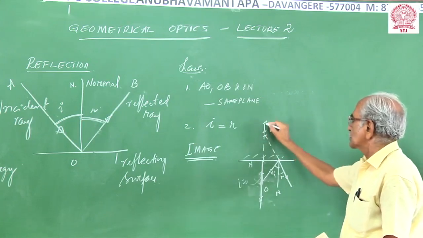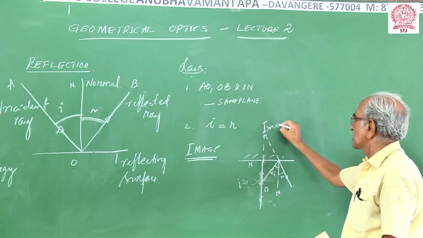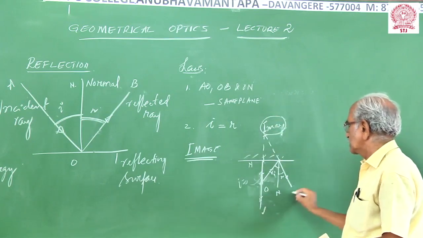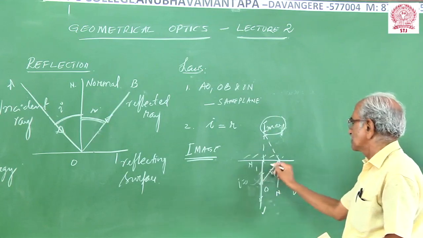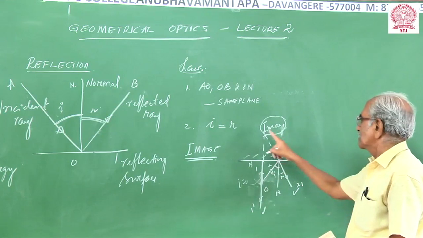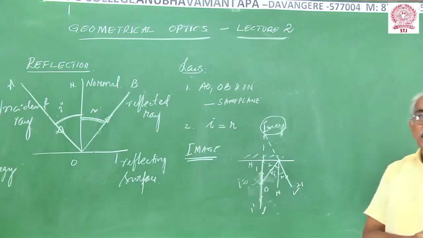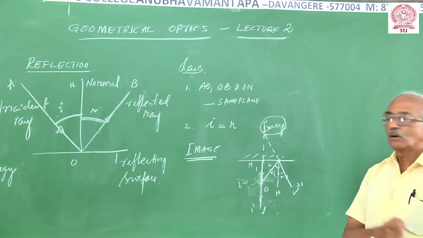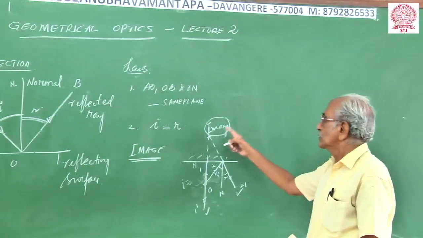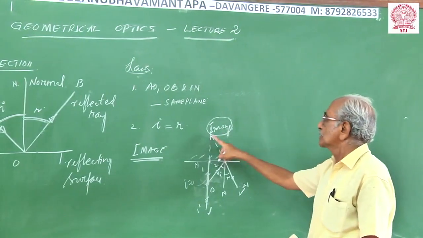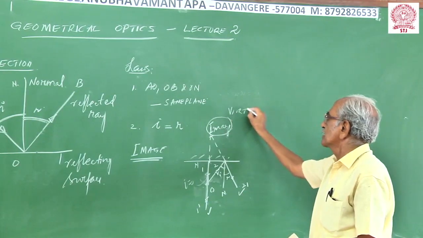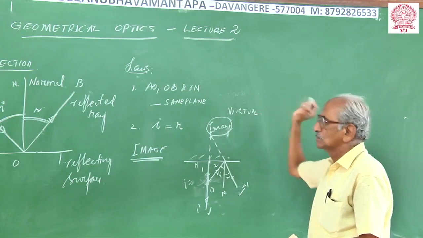Now this is known as the image. Therefore, image is the point where the rays after reflection either actually meet or meet when produced backwards. When they meet only if they are produced backwards, that is called a virtual image. Like that.